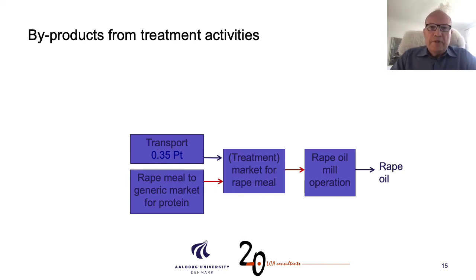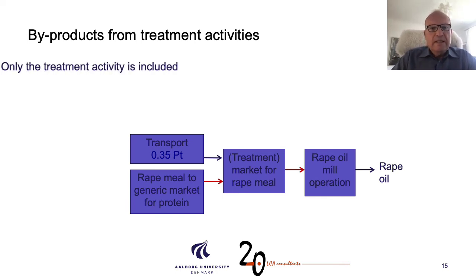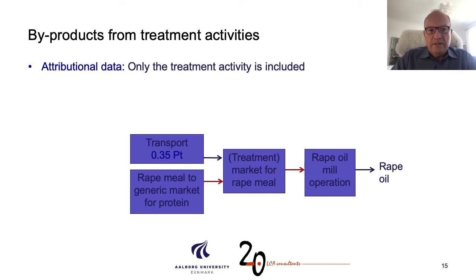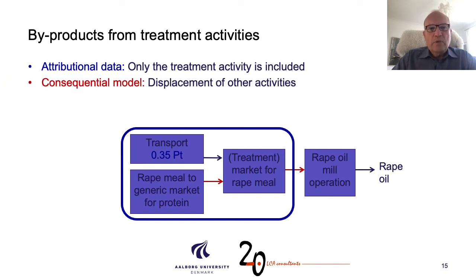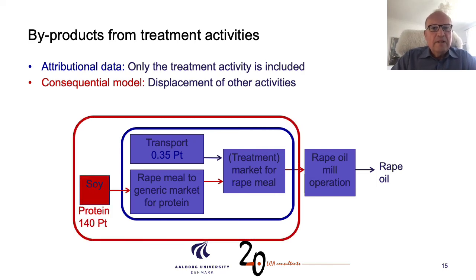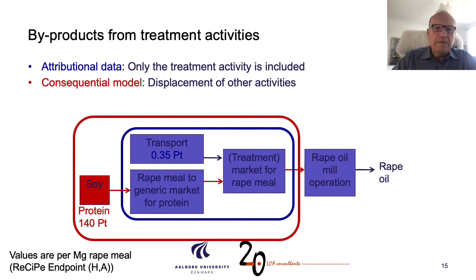Then we have byproducts from treatment activities. Here we see the example with rape oil, that in the attributional version, only the treatment activity is included. Here, that is dominated by the transport inputs of 0.35 points, and the consequential model includes the displacement of other activities. In this case, the protein that is displaced on the market, and which is then supplied by soy instead, with 140 points per protein input. And again, the values are for the ReCiPe endpoint in points per ton of rape meal.